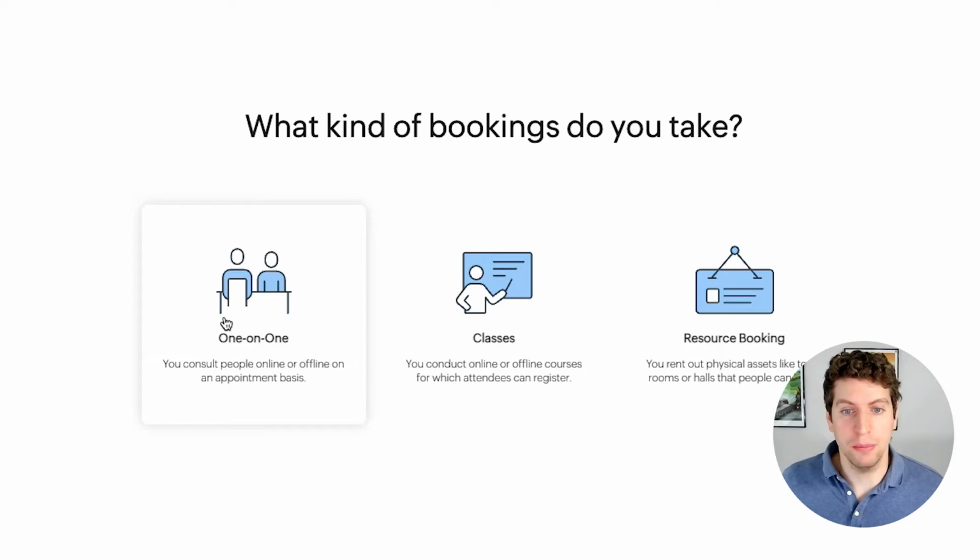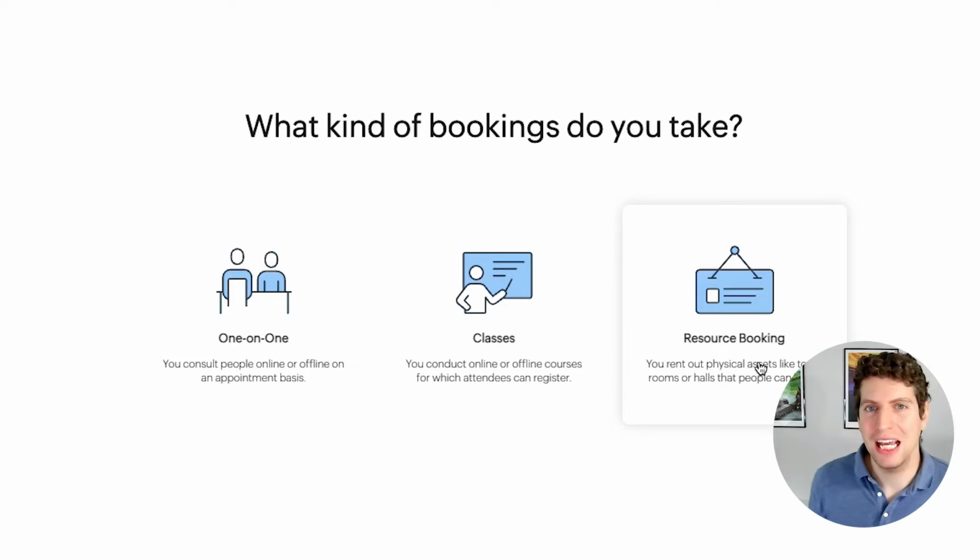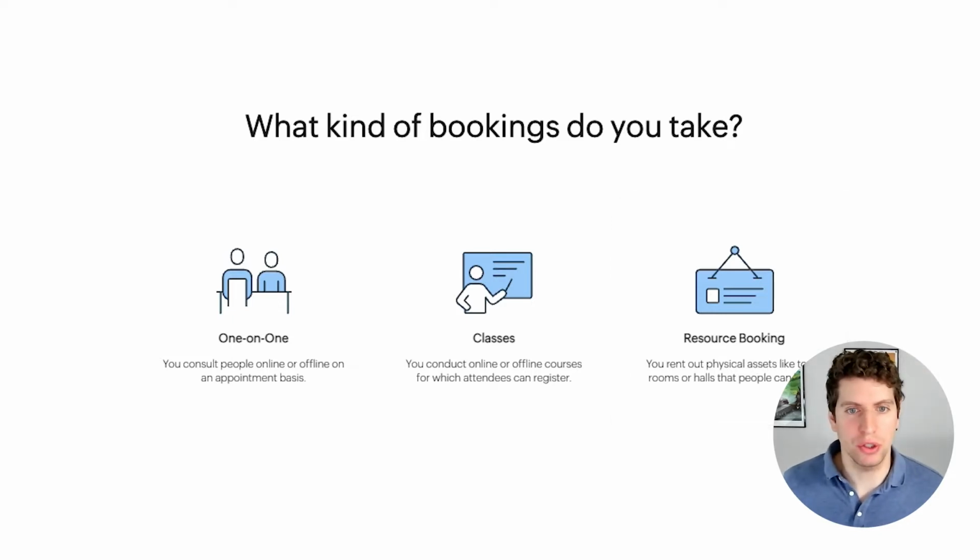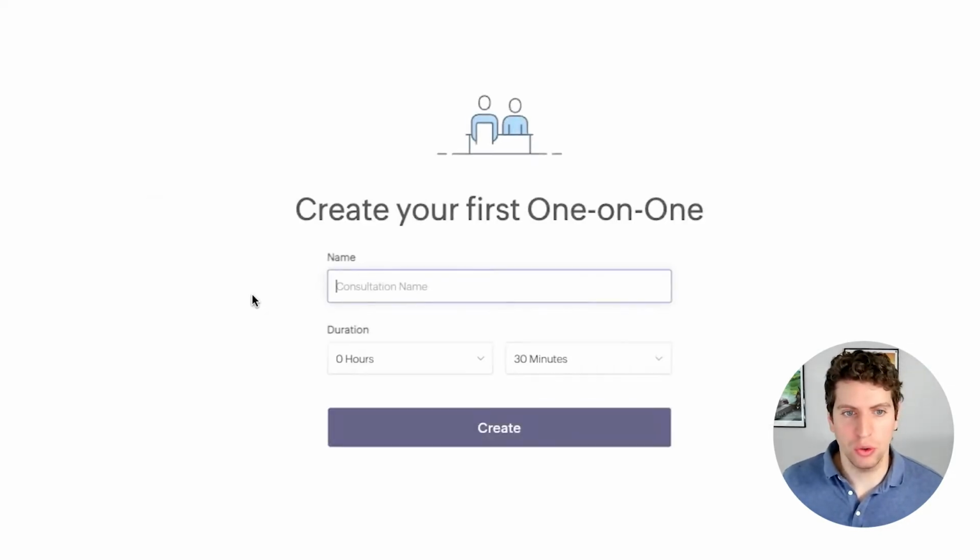Depending on what we do, we could do one-on-one, we could do classes, or we could do resource booking. So one-to-one is a lot like a video call, just a one-to-one video call. Classes is where you are teaching or showing to multiple people at once. And you have resource booking, which could be like a meeting room, or maybe you have a piece of equipment that you're renting out for your company. Anything like that would be a resource booking. So let's just click one-to-one for the time being.